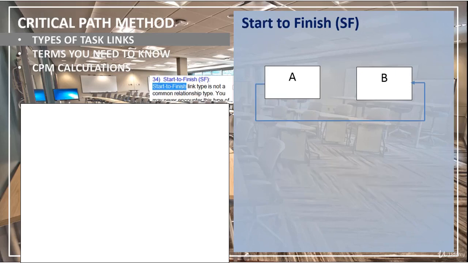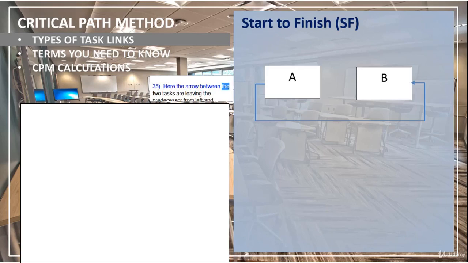Start to finish. Start to finish link type is not a common relationship type. You may never encounter this kind of link in a project with thousands of tasks. This type of link is used if a task will end when another task starts. This link is abbreviated as SF, can be represented like this.